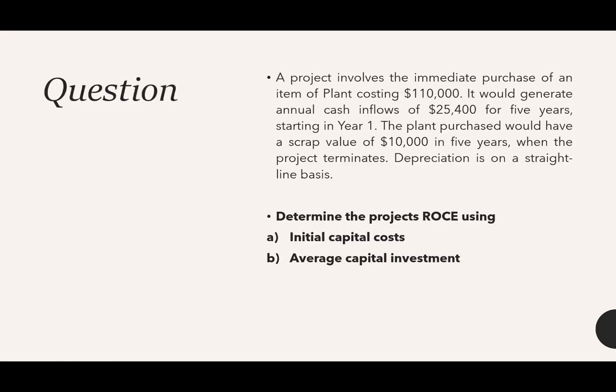Now, as the depreciation in the question is on a straight line basis, you can take the cost, which is 110,000, minus the scrap value, which is 10,000. You get your depreciable amount, which is 100,000, and you divide by the useful life of the asset for which the business is going to use it, which is 5. So hence it gives you an annual depreciation of 20,000 per year.